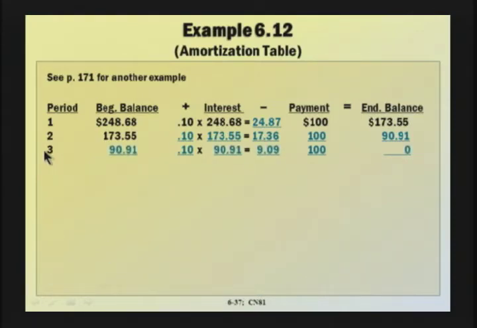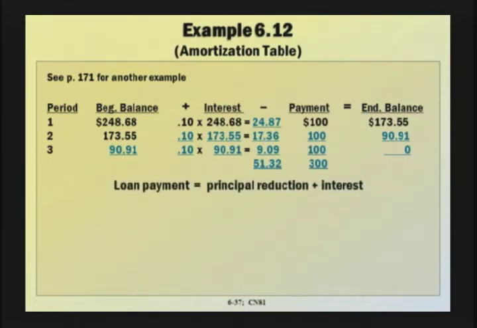I start the third period with a balance of $90.91. I'm charged 10% interest on the $90.91, and then I take the $100 payment off, and that brings the loan balance down to zero. So to illustrate how much of a payment is going to go toward principal reduction, just look at the first line here.